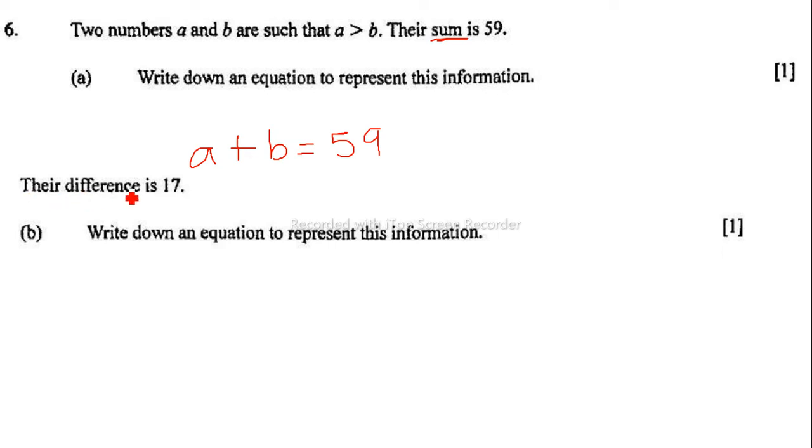Okay, their difference is 17. So if their difference is 17, how would we represent that? A minus B equals 17. Very good. A minus B equals 17.